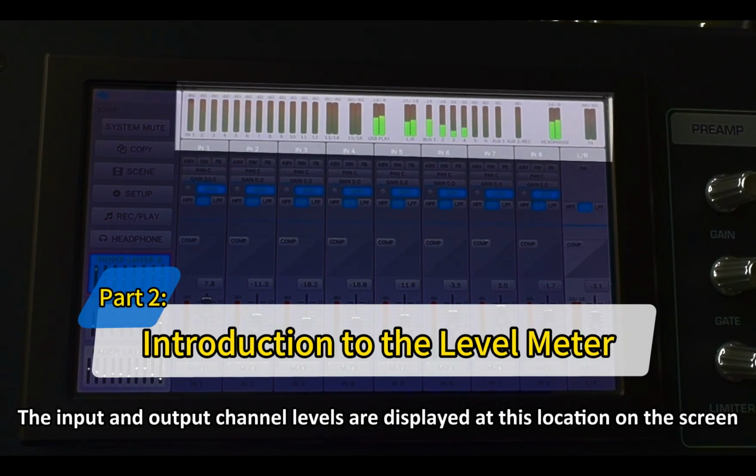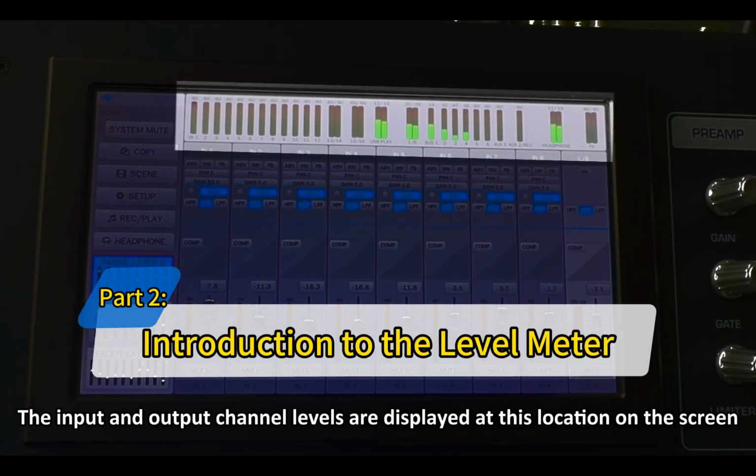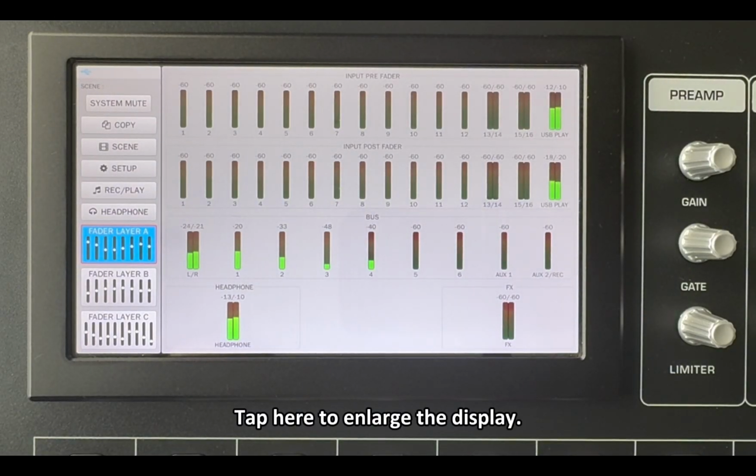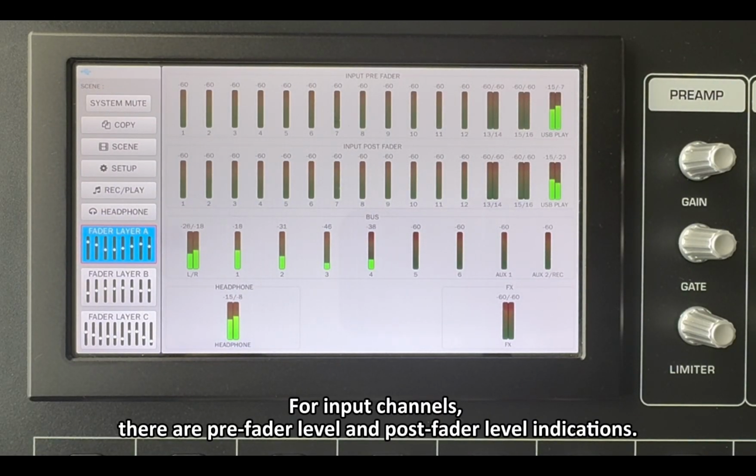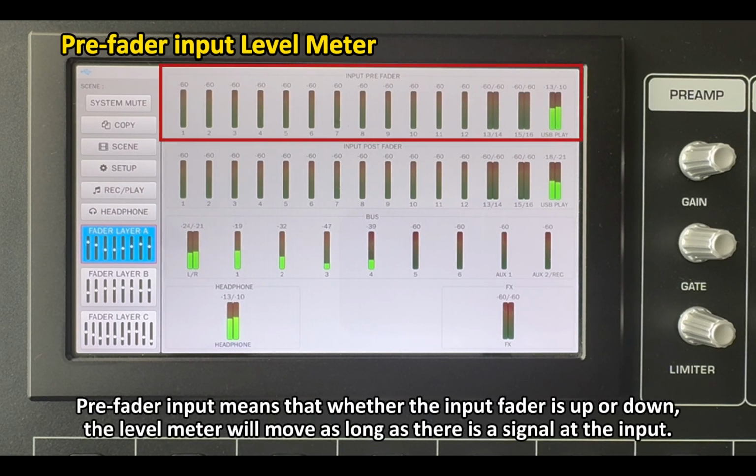The input and output channel levels are displayed at this location on the screen. Tap here to enlarge the display. For input channels, there are pre-fader level and post-fader level indications. Pre-fader input means that whether the input fader is up or down, the level meter will move as long as there is a signal at the input.